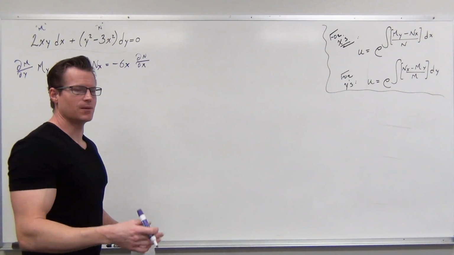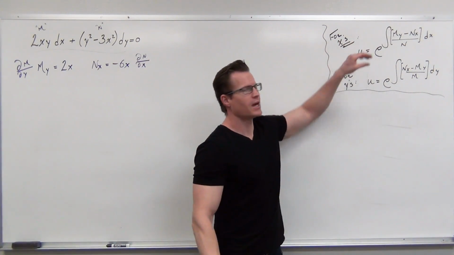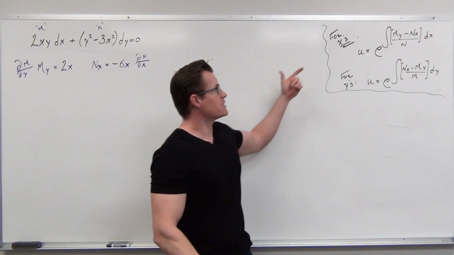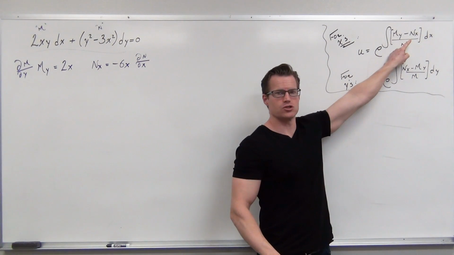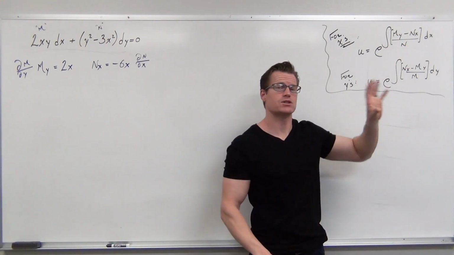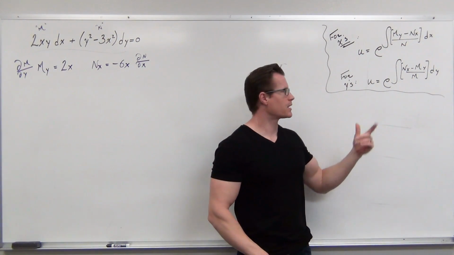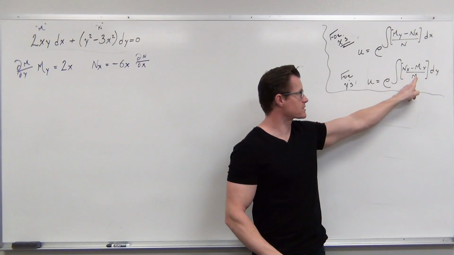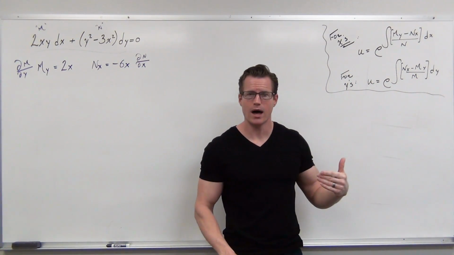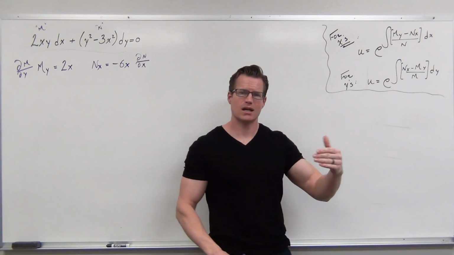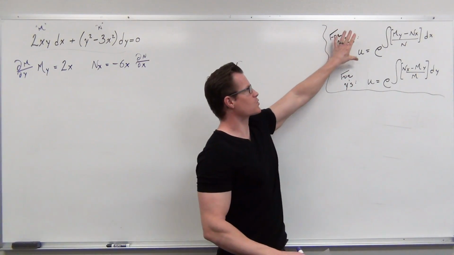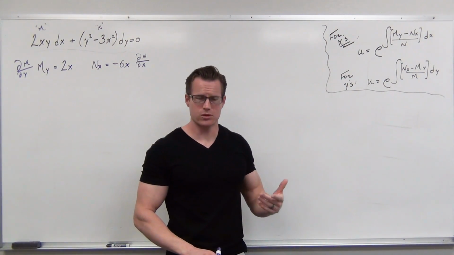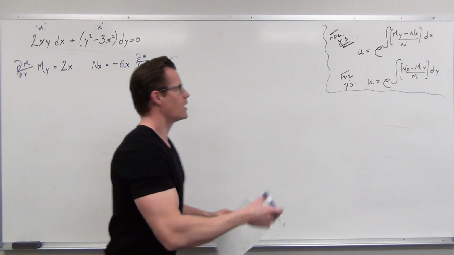So here's the idea. We're going to start with this one, and we're just going to see, hey, if I do this, am I going to get a function with only x's? If so, then I use that. If not, I'm going to do this one and say, if I do this, do I get a function with only y's? And if so, then I use this. So it's kind of like a check. I start with this one because we're more comfortable with respect to x sort of things. So I'm going to start with that one.